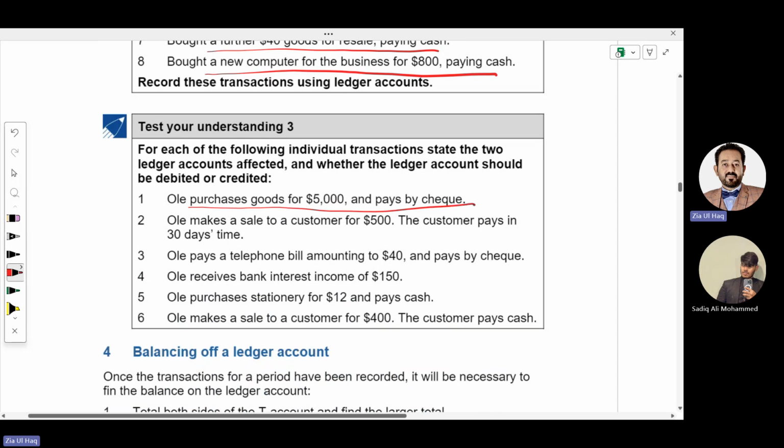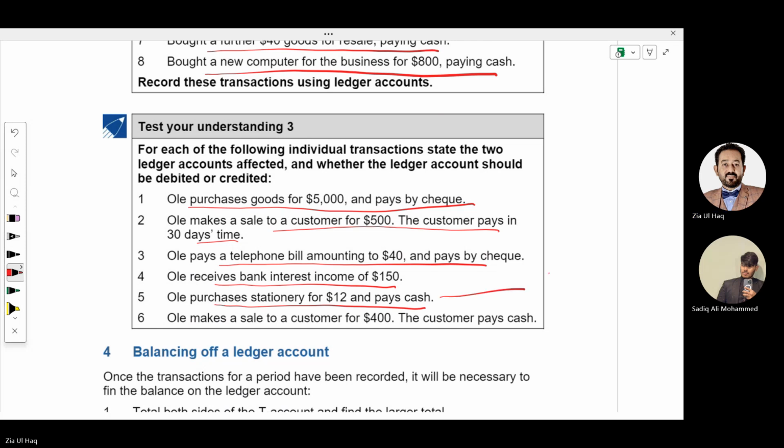Only purchase goods for 5,000 and pays by check: purchases debit, bank credit. Only make a sale to a customer 500, the customer pays in 30 days: receivable debit, sales credit. Only pays a telephone bill amounting 40 and pays by check: telephone expense debit, bank credit. Receive bank interest income. What you receive? Cash. Cash debit, interest income credit, because income increasing.